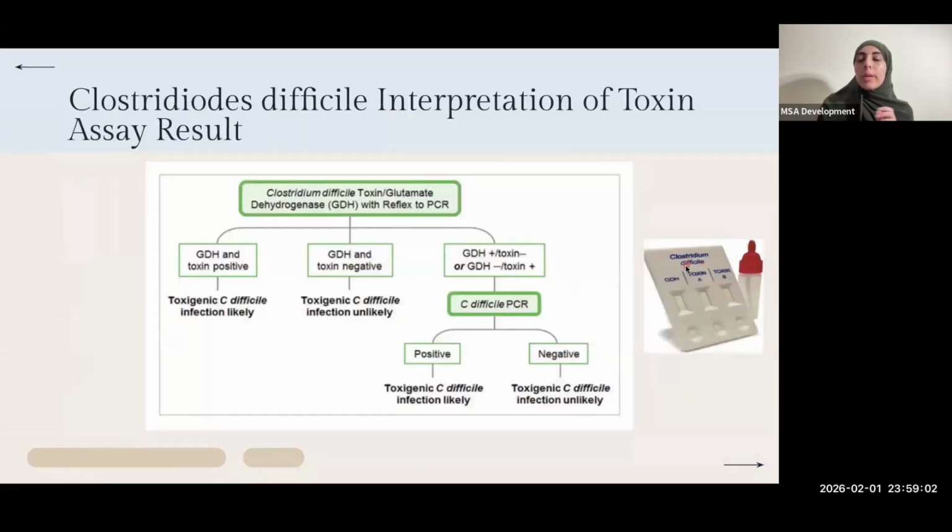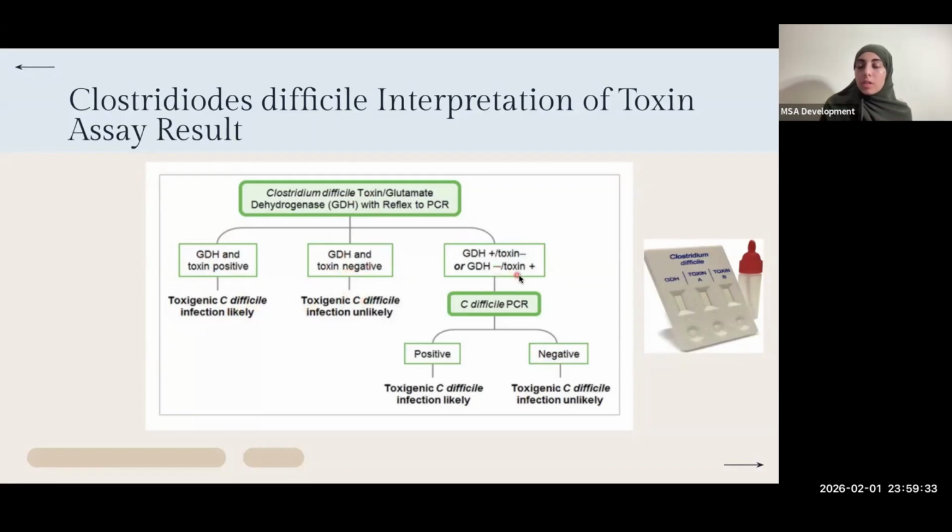This is how it's done. Basically, you get the stool sample, you put it here in these strips. GDH is an enzyme that is found in C. diff, okay? So in this, you're detecting the presence of the bacteria, and in these, you're detecting the presence of the toxin. So if you have a reaction here or here, it means it's positive. If both the GDH and toxin are positive, it means that you probably do have a toxigenic C. diff infection. If they're both negative, then it's unlikely.